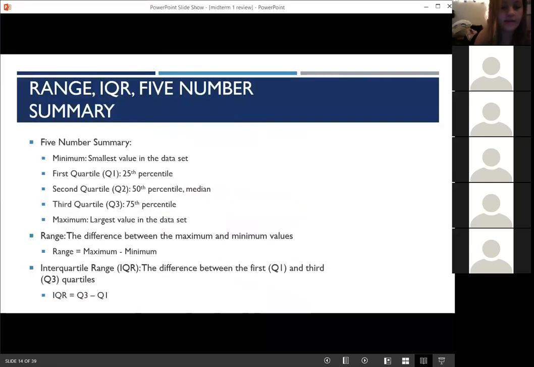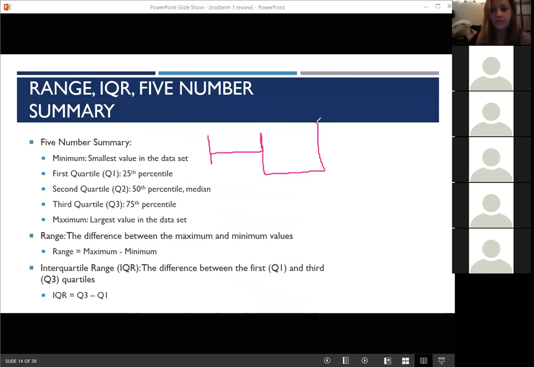Okay, 5-number summary. This is basically how we summarize our data in 5 different numbers, but they're representing kind of an equal continuum along a number line. So we have our minimum and our maximum, and then all the stuff in between. If we were to actually look at this on a visual, the 5-number summary is really just represented by a box plot.